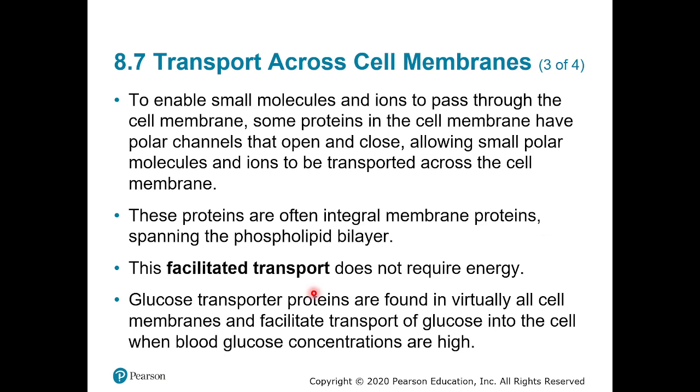This is going to be facilitated transport, doesn't require energy. It's still going to be a concentration gradient driven process. You just have channels to facilitate it. Okay. The glucose transporter proteins are going to be found in virtually all cell membranes and facilitate transport of the glucose in the cell when the blood glucose concentrations are high. And remember, glucose is not going to be able to go through the cell membranes because it is going to be too big and too polar to actually go through the fatty acid tails being associated together.